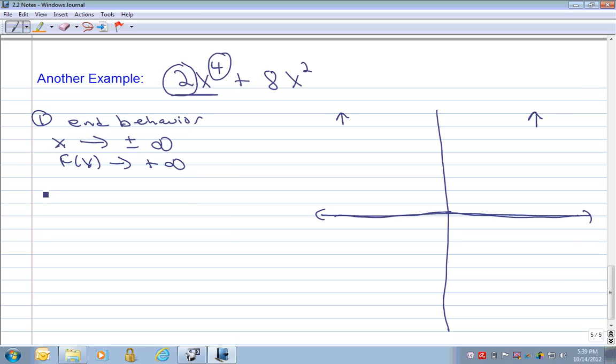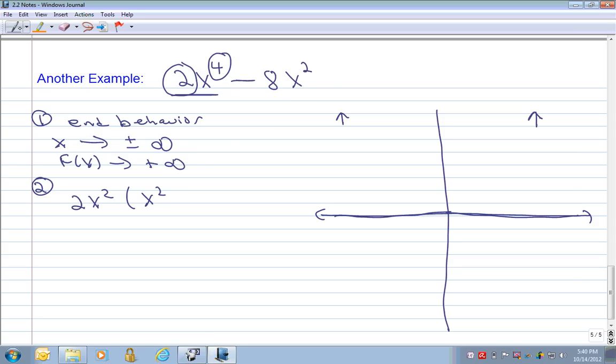All right, step 2 is to find our zeros. So let's look up here, and I believe we have a common factor of 2 and x squared. So we would factor out 2x squared. Inside the parentheses, we would have x squared, and then we would have plus 4. That should be minus, I believe. I'm not sure the problem really was a minus, but I'm going to change that to a minus to demonstrate something. So we're going to use it as a minus. All right, so we're going to say it's minus 8x squared.